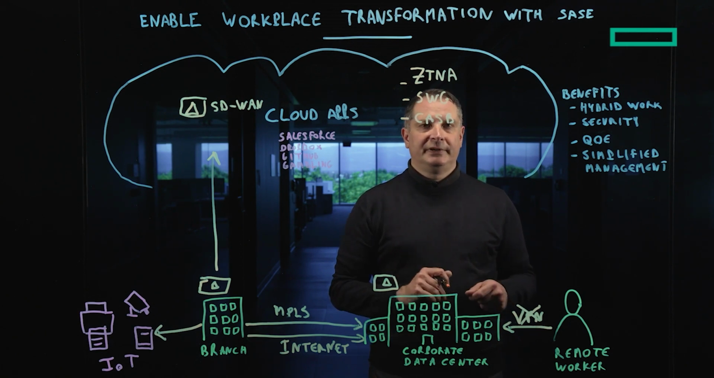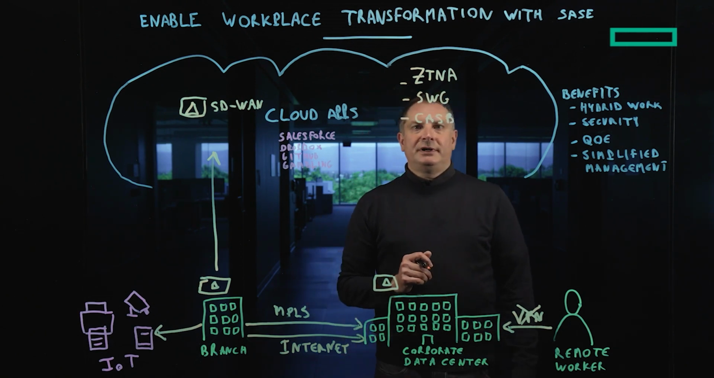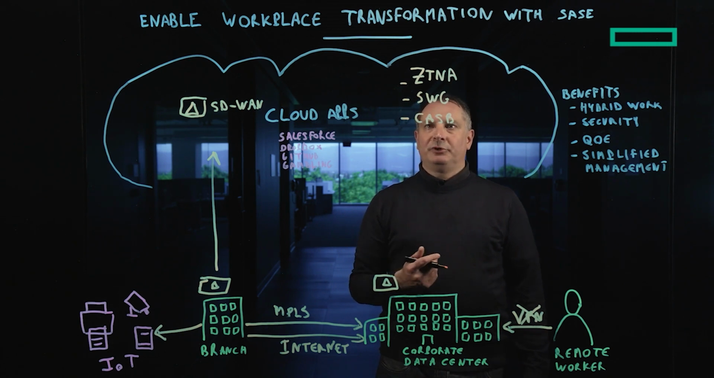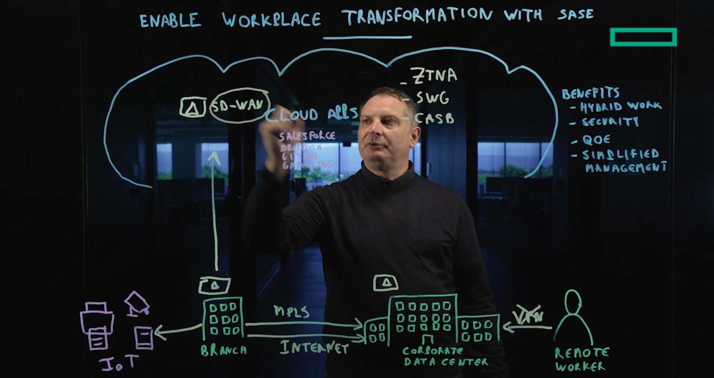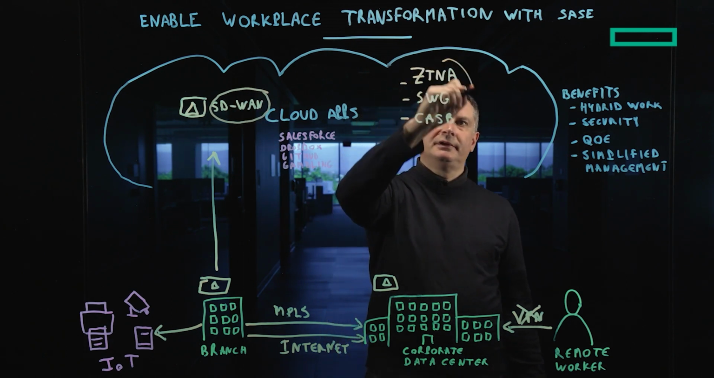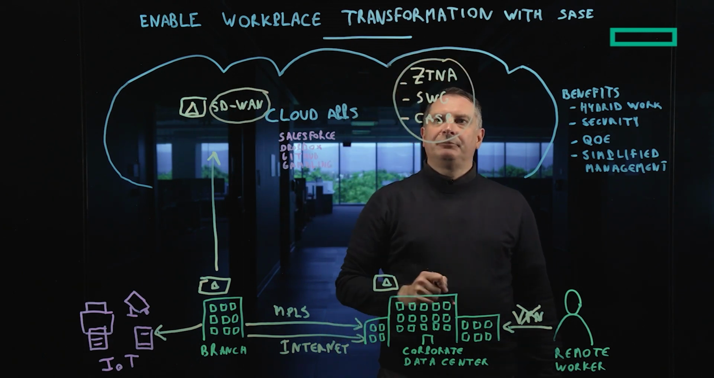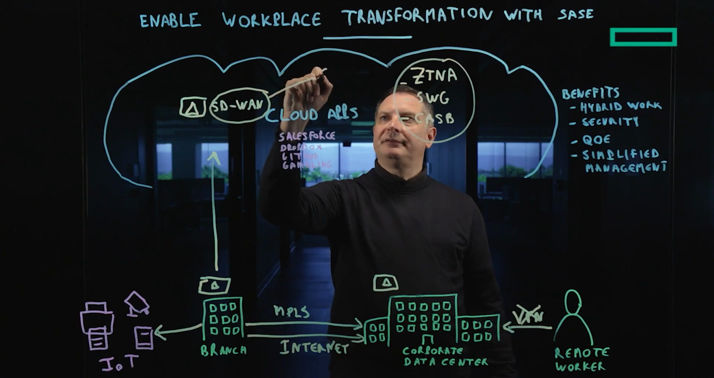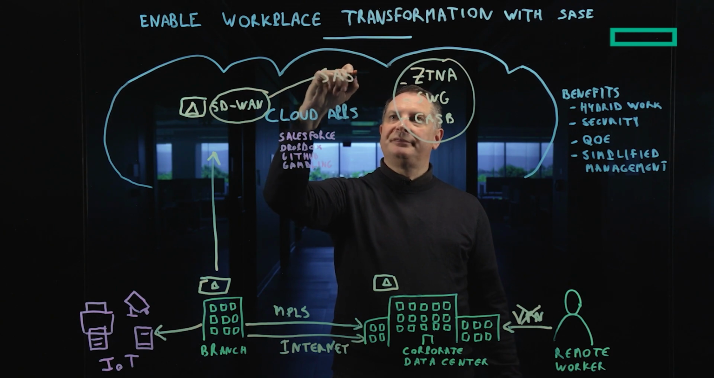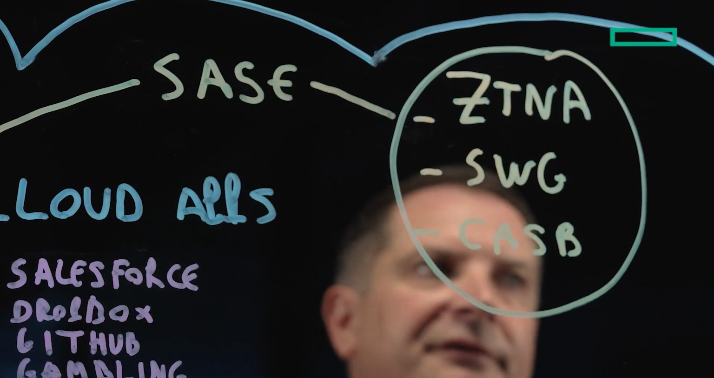shadow IT. So if we summarize how we can enable workplace transformation, as we saw, the first step will be implementing SD-WAN. Next step will be implementing ZTNA, SWG, and CASB, and this way you create a unified SASE solution in your organization.